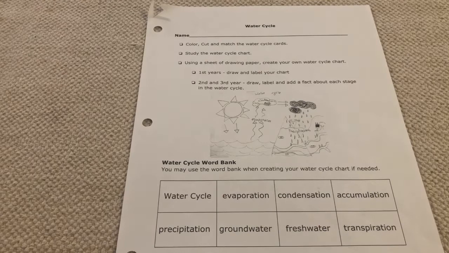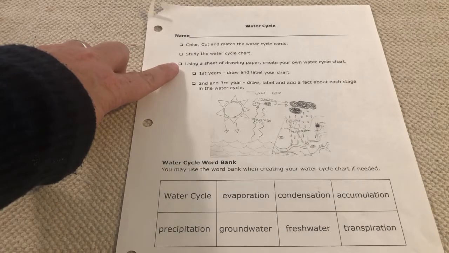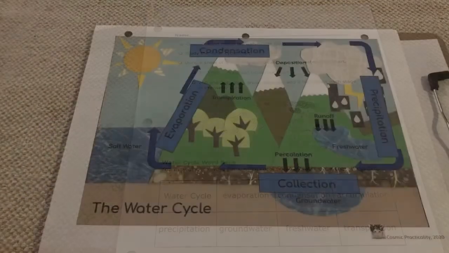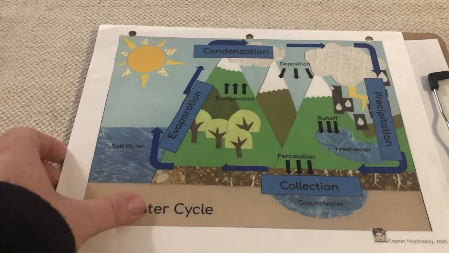The last step in our work packet tells us to use a sheet of drawing paper to create your own water cycle chart. By studying the water cycle chart you were given and watching the videos that you were provided, you're going to come up with your own water cycle chart.